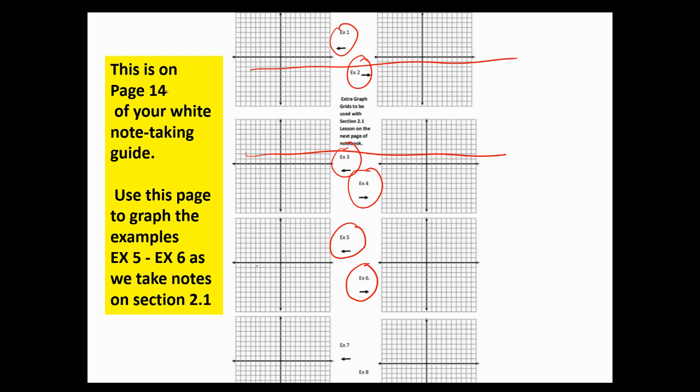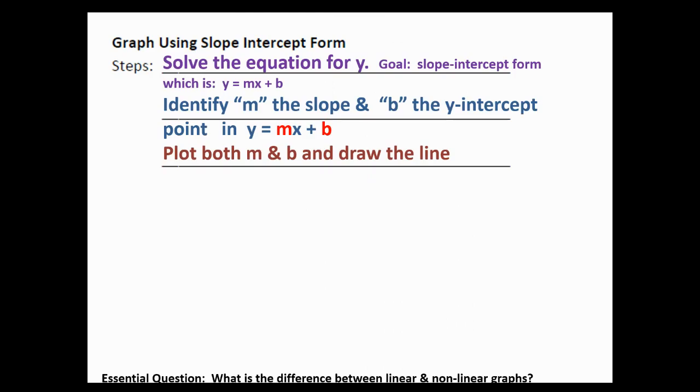When we do example 5, please graph it over here. When we do example 6, please graph over here. This again, it says right here, is on page 14 of your white note-taking guide. So you need page 14 and 16 today for notes. Okay, so you can go ahead and hit pause while you write this down for a moment. Pause your video and write this down, please.